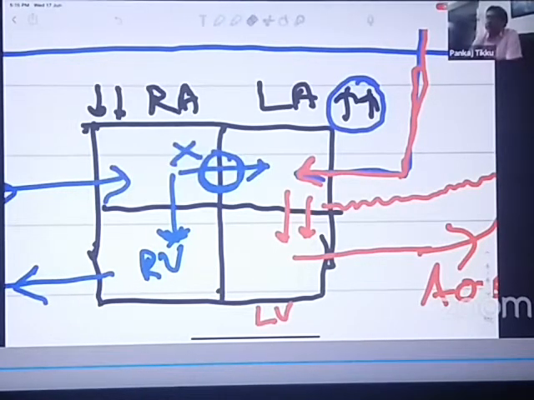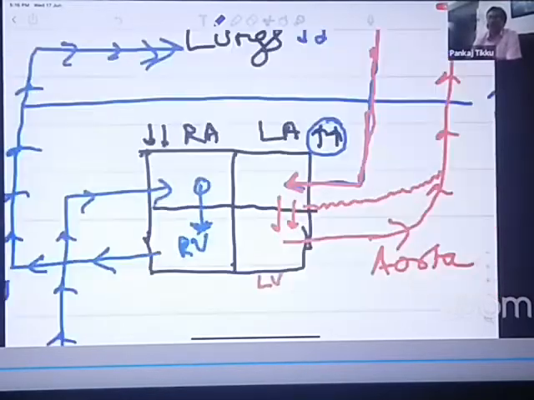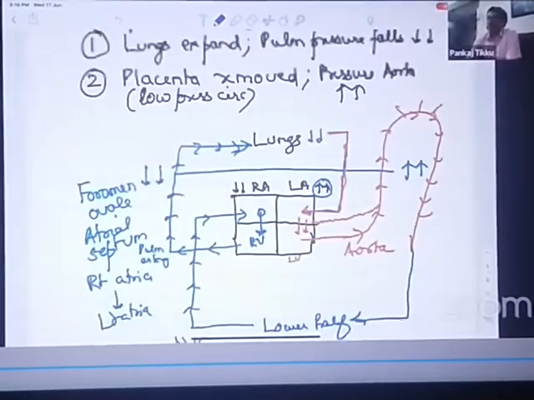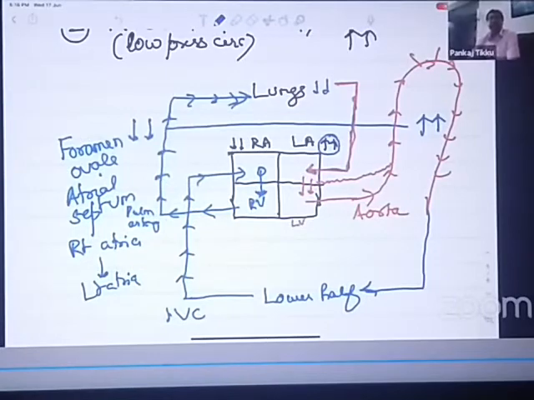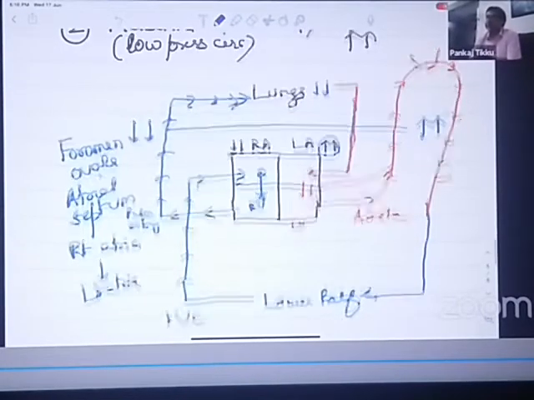So all of this blood has only one place to go. And which is the place? All of this right atria blood only goes into the right ventricle. So you can make this diagram.